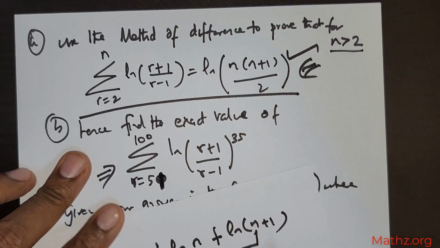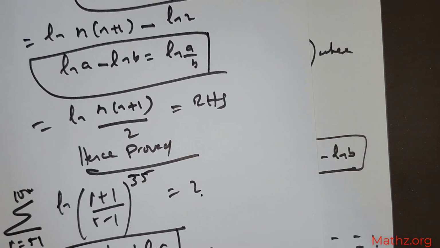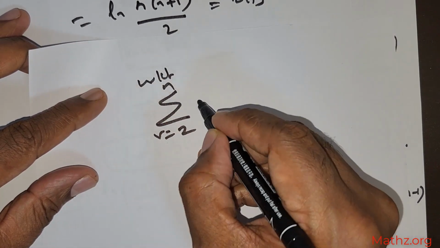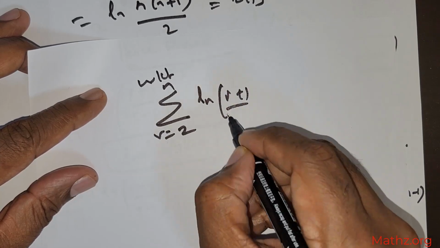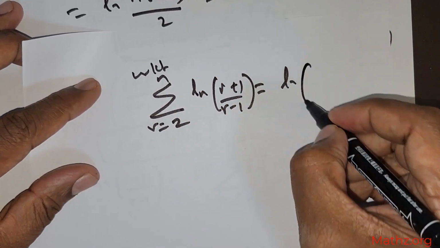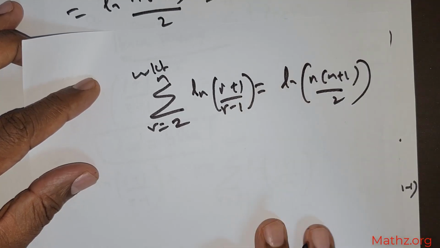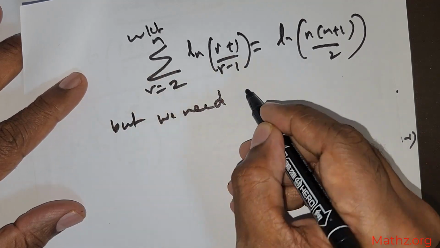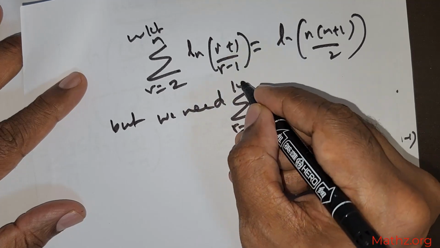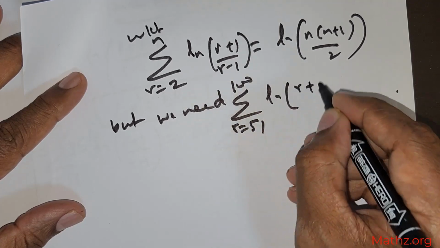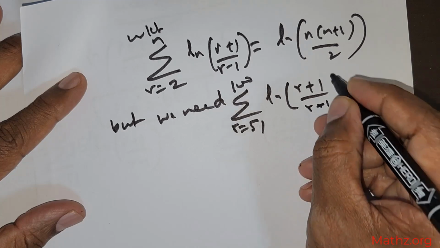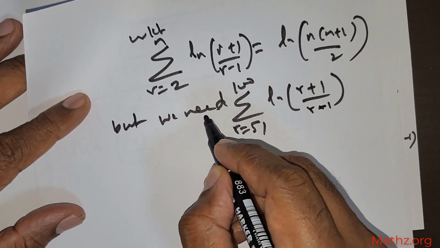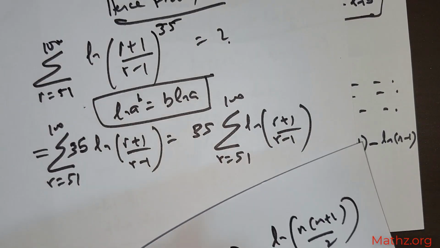This formula has been proved, so let me utilize that formula. So we know that sigma r is equal to 2 to n of ln of (r plus 1) divided by (r minus 1) is equal to ln of n into (n plus 1) divided by 2. We proved this, right? But what do we need? We need sigma r is equal to 51 to 100 of ln of (r plus 1) divided by (r minus 1). This is what is required. Now of course you have a 35 there, so the 35 has to be placed there.